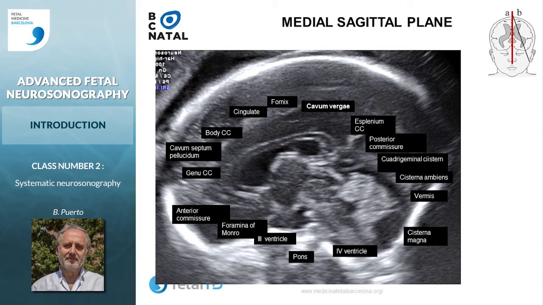This will be the corpus callosum and cerebellar vermis. We will see all the parts of the corpus callosum: genu, body, and splenium. We will see the anterior commissure and the posterior commissure, cavum veli. We will see the different cisterns, apart from the cisterna magna, the third ventricle, quadrigeminal plate, Monro foramen, Sylvian aqueduct towards the fourth ventricle. It is one of the most important sections because there are structures that are only seen in this section.